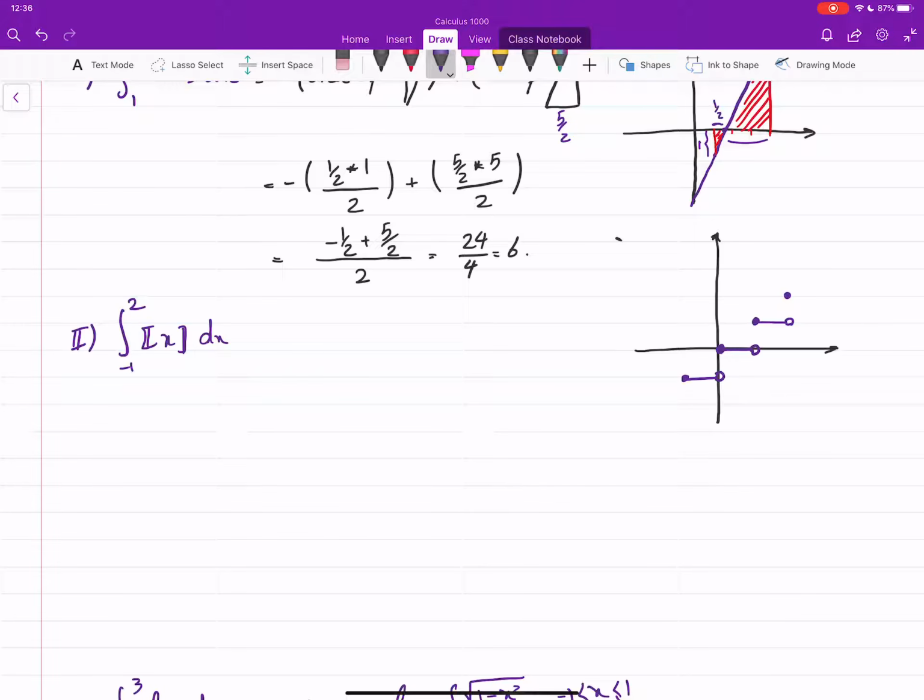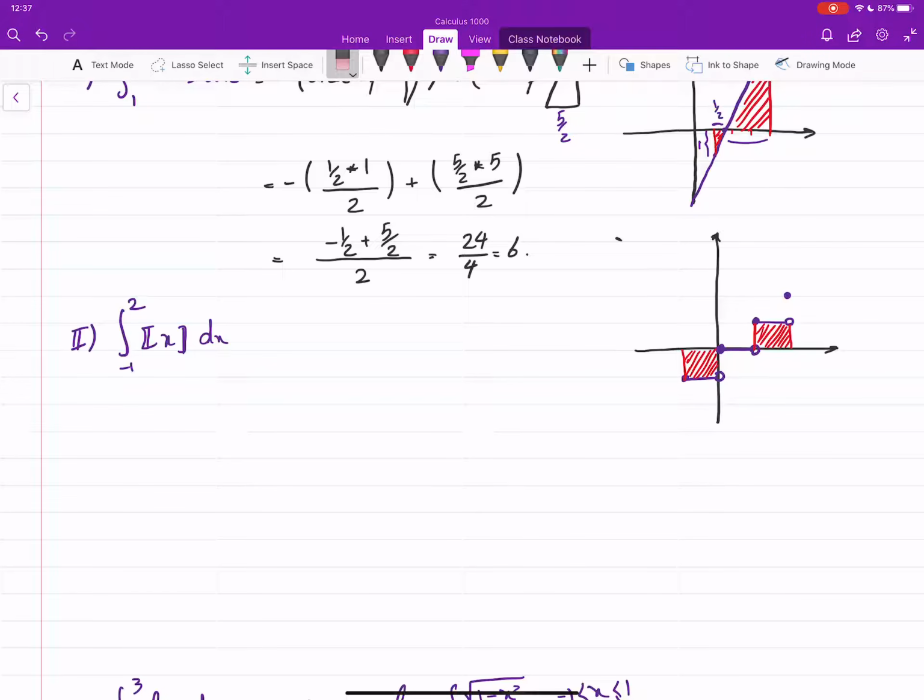Well, this is not a continuous function, but it has only finitely many discontinuous points. And how many regions do we have between the graph and the x-axis? There is one here, there's none there, and there's one here. You may ask, why are you ignoring this one point? You see, one point doesn't bring any area in.